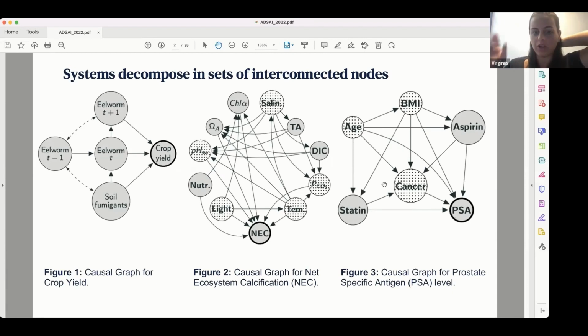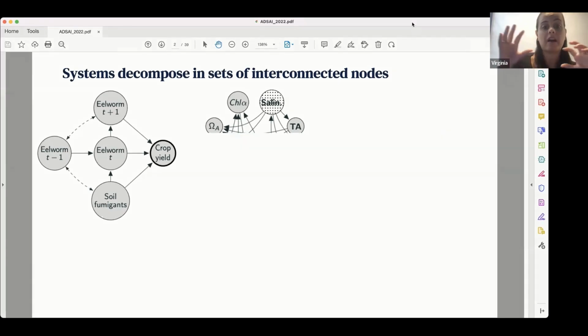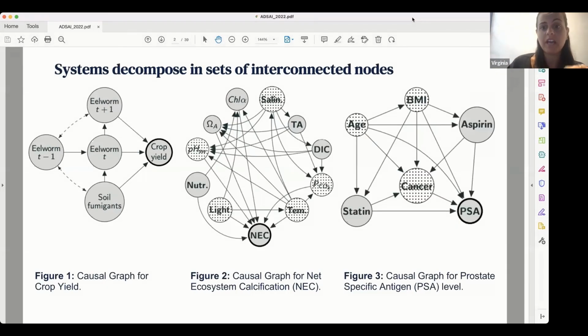Sorry about that. So, first graph: crop yield and different weed population at different times, and soil fumigants. Second graph: environmental factors and net ecosystem calcification. And third graph: different risk factors, so age, BMI, cancer, but also level of statin and aspirin on prostate-specific antigen.